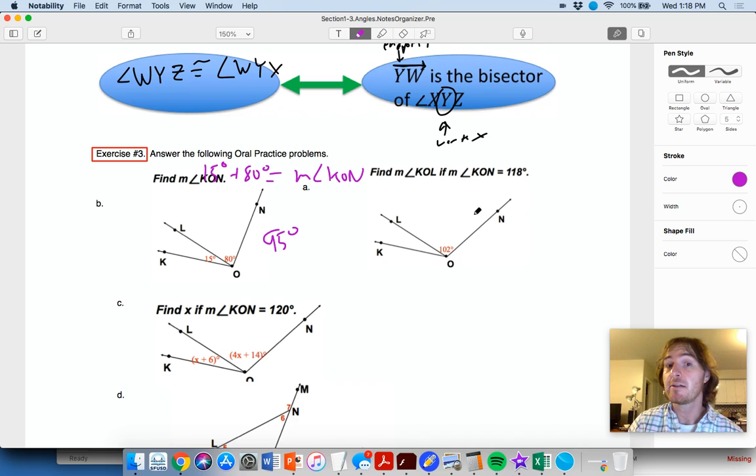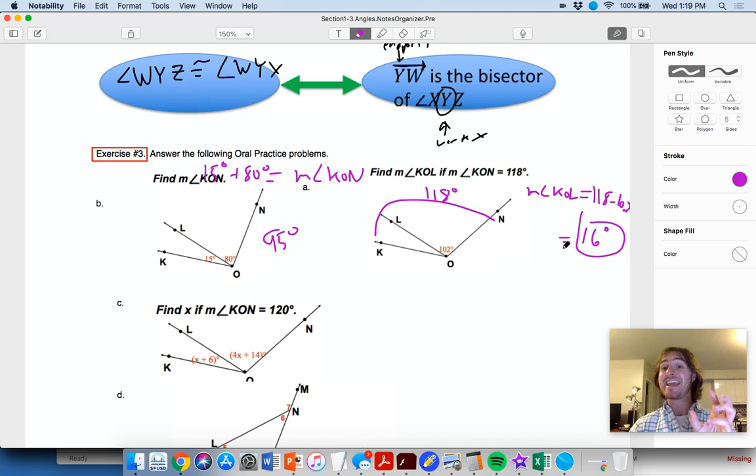You can also use the angle addition postulate to find a smaller angle here. Look at this one here. They want to get KOL. That's a smaller angle. It's one of the two adjacent angles making up this large angle here, okay? So KON measures 118 degrees, and if I take away 102 degrees from it, that's going to tell us this angle right here. Measure of angle KOL equals 118 minus 102, which equals 16 degrees.